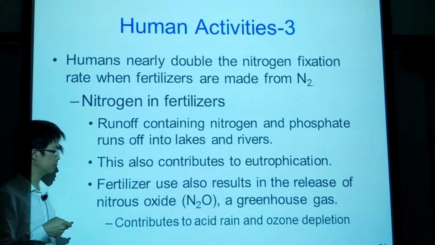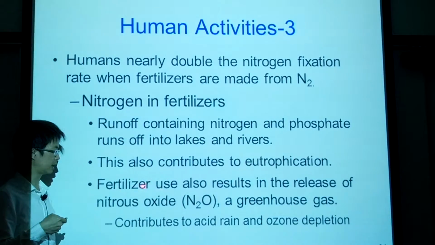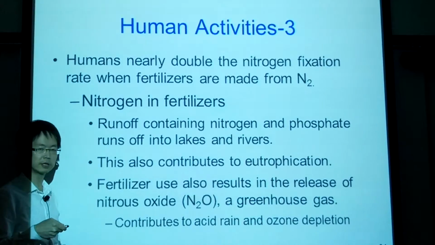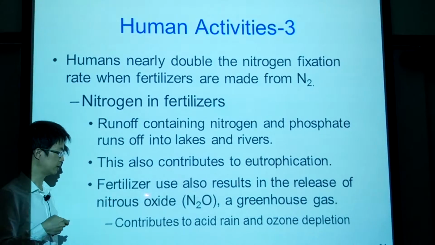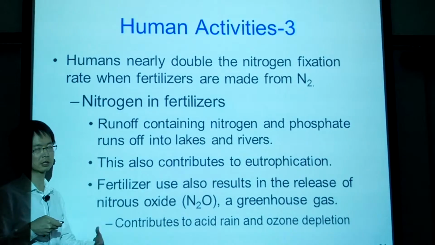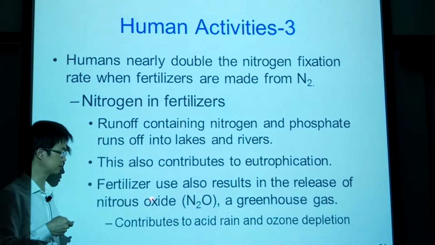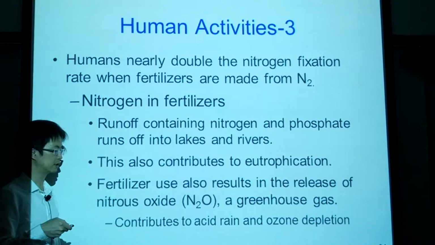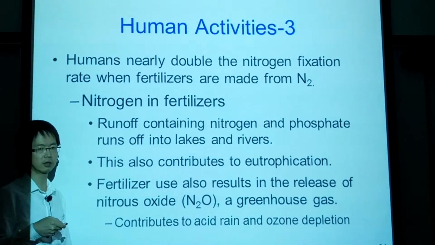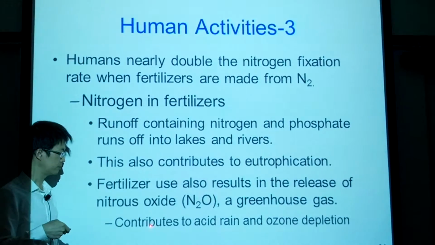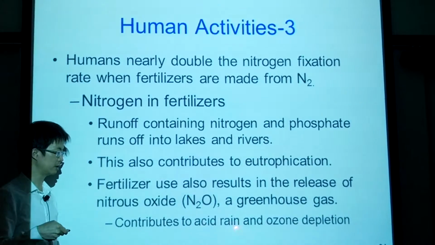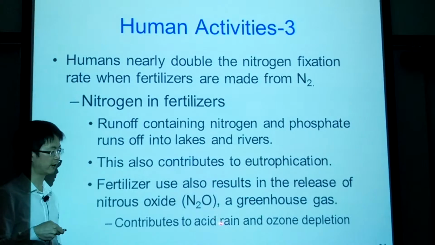And overuse of fertilizer also contributes to the release of nitrous oxide gas, which contributes to the greenhouse effect. It is not just carbon dioxide gas, but also nitrous oxide gas that causes the greenhouse effect, meaning an increase of the global temperature. But it also contributes to acid rain, which is even worse, but not many people pay attention to acid rain.